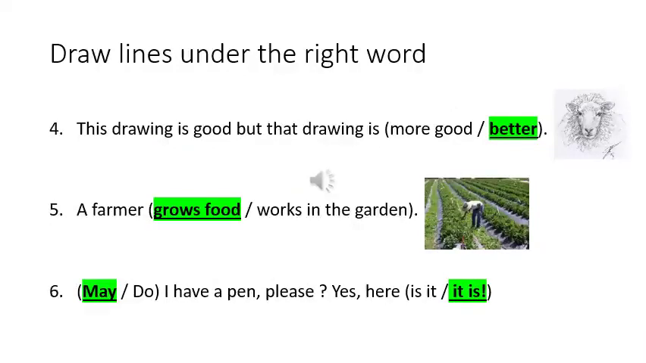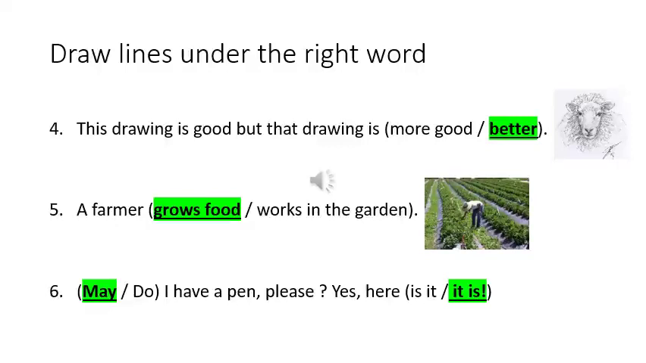Now, sentence number 4. This drawing is good, but that drawing is dash. Now, what are you doing here? You are comparing between the two drawings. Which one is good and which one is better? So, how will you answer? Which is the correct option? Better. This drawing is good, but that drawing is better.